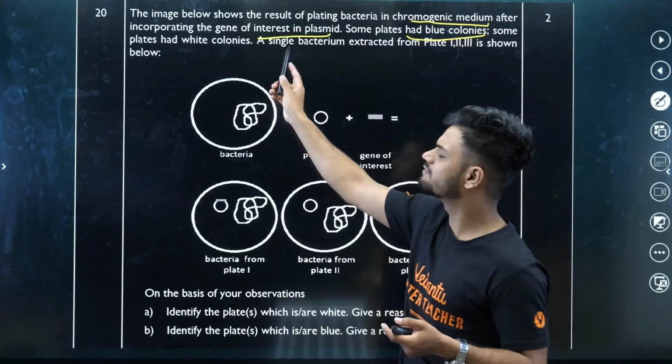Now let's read the second part of the question. Using the information provided in the table given below, answer the following question. Again, a table based question. You see, they're not making your life easy. They're giving you diagram based questions, they're giving you so many tables. You try to find the answer.